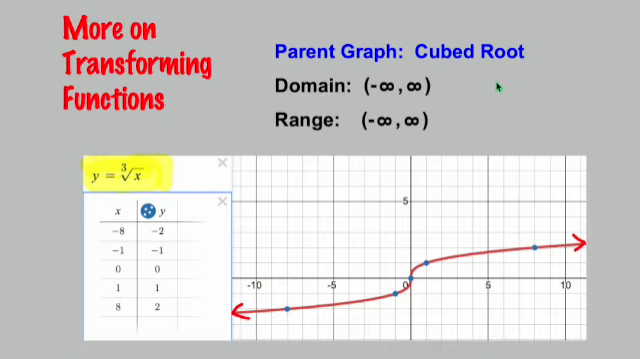The first function we're going to look at is called the cube root graph, and this is a graph of the parent function over here. The equation is here. There's your cube root of x. And one thing you should notice is that it looks kind of like a sideways cubed graph.